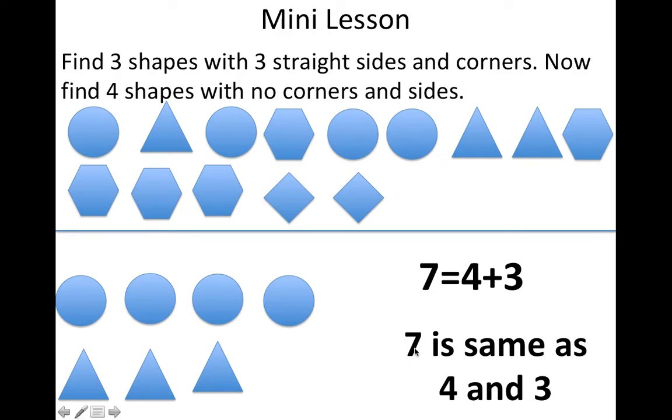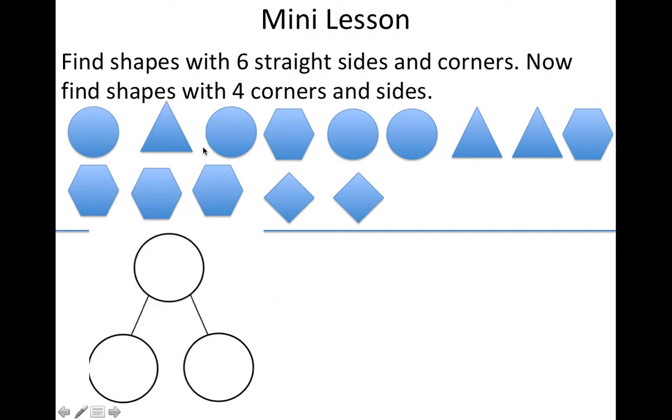This is another way to say the same thing. 7 is the same as 4 and 3. One more time. 7 is the same as 4 and 3. This is one way to make 7. Now, for the next slide, I want you to think about a different way we can make 7.